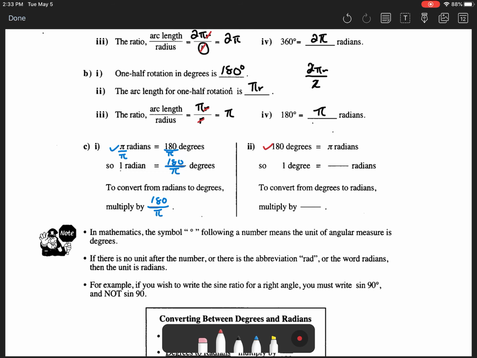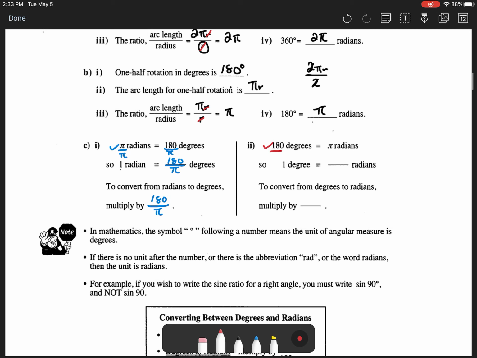Going the other way, on the right hand side here, 180 degrees is pi radians. So if I want 1 degree, that means I would have to divide both sides by 180.